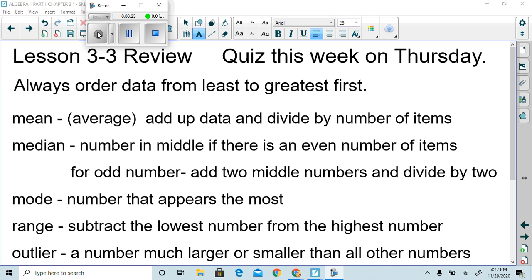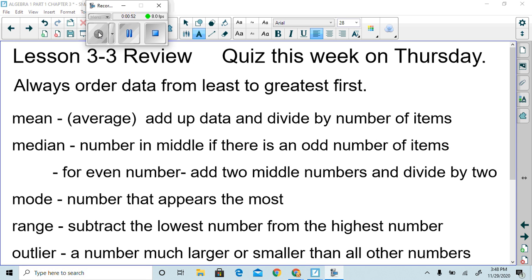Mean is the average. How do you calculate that? You add up all the data items and divide by the number of items. To find the median, you're going to find the term that falls in the middle when the numbers are ordered from least to greatest. Now, that's if there's an odd number of data values. But if there is an even number, we're going to then add the two and divide by 2.